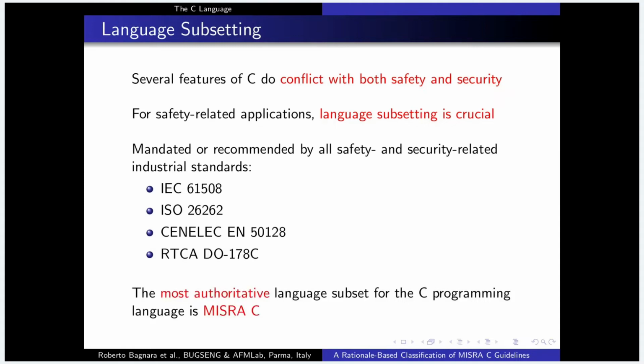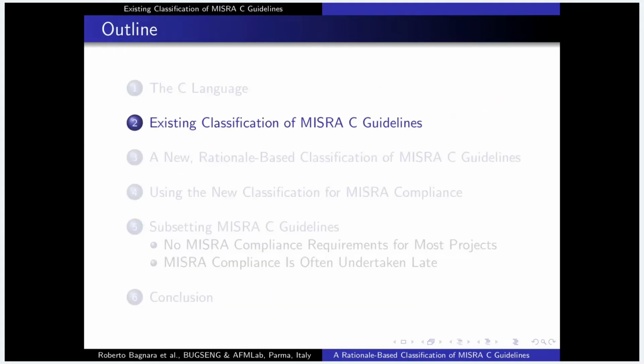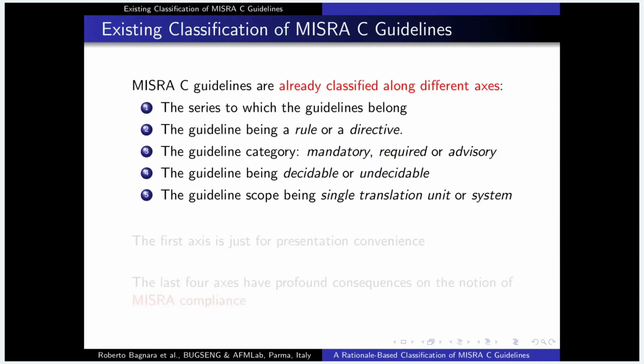And the most authoritative language subset for the C programming language is MISRA C, and this is why we talk about it today. So let us talk about classification of MISRA C guidelines. There are several classifications that already exist in the MISRA documents, and 5 are already existing.